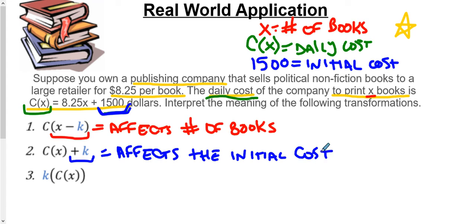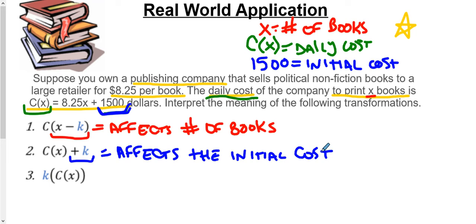So this has nothing to do with the number of books that we're printing. The number of books is separate. C of x, the x input has nothing to do with the 1,500 at the end. Even if I print no books, that 1,500 is still there. So this is affecting the initial cost, and it has nothing to do with the number of books that we print, okay? All right.